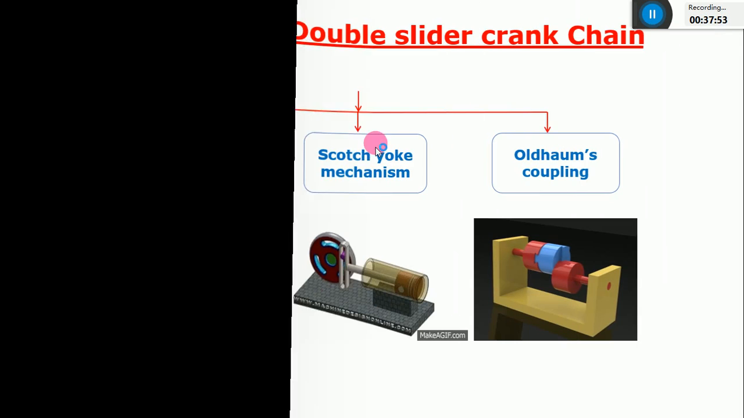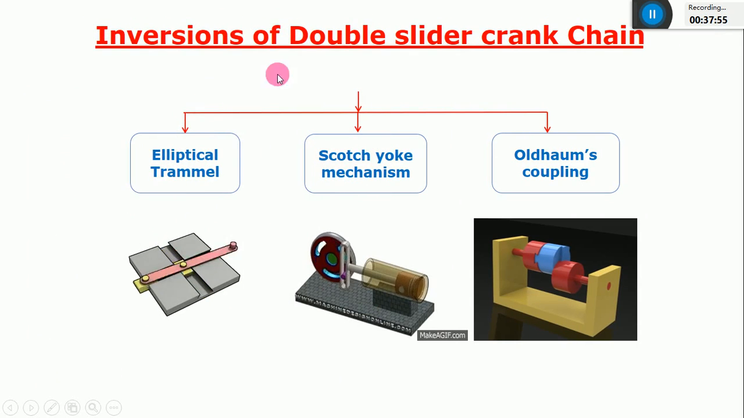So in today's class we have discussed three inversions of this double slider crank chain. In the first inversion you can see the elliptical trammel, where the slotted frame is fixed. Any doubt?